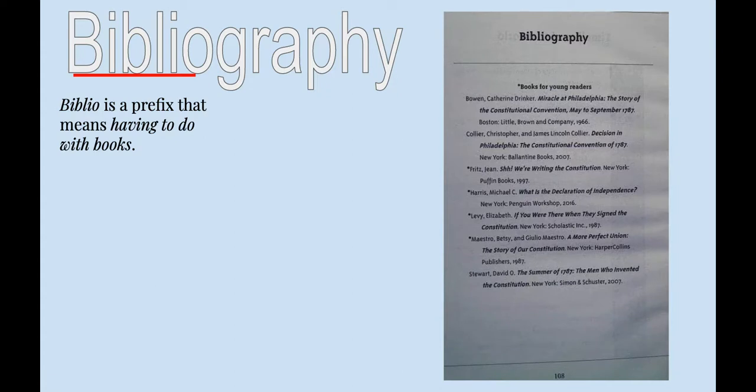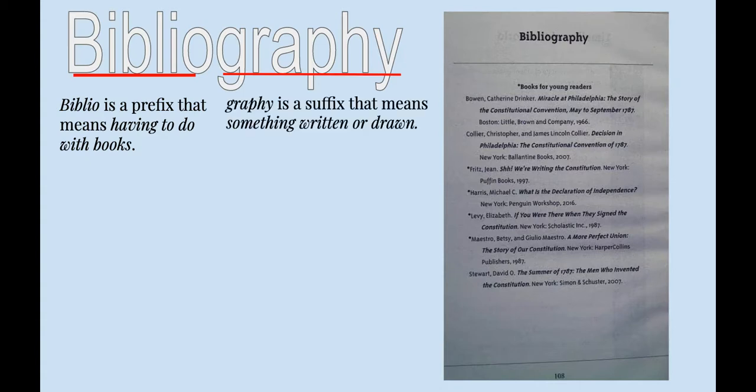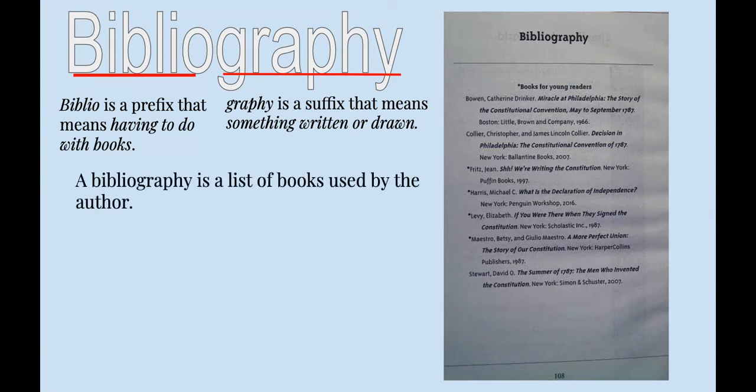And then the end of this word, graphy, is a suffix that means something written or drawn. So like a photograph, photo means light. And so photograph is something written, made with light, and you know what a photograph is. So a bibliography then is really a list of books that were used by the author.